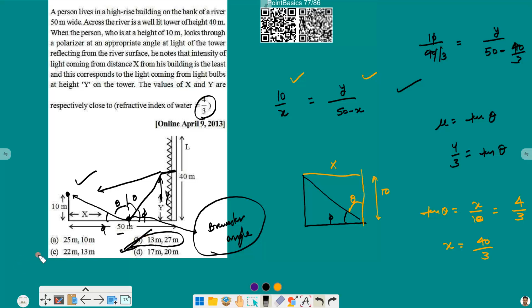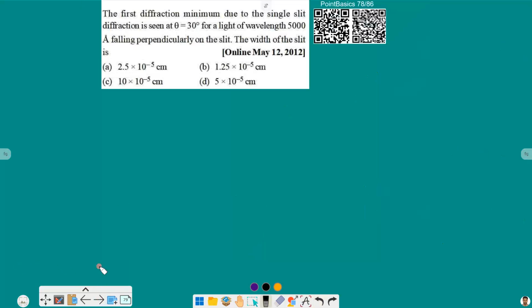Now let us move to the next one. The first diffraction minima due to single slit diffraction is seen at theta equal to 30 degrees for light of wavelength 5000 angstrom falling perpendicularly on the slit. The width of the slit is?